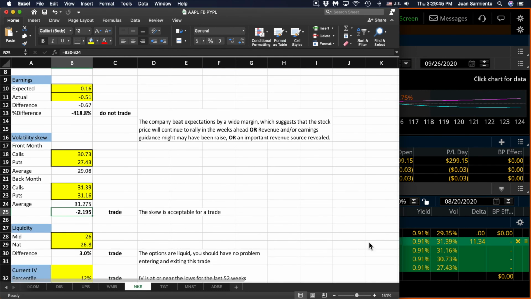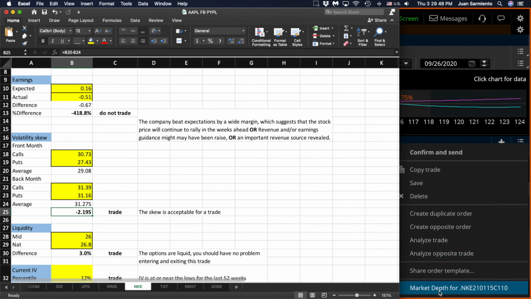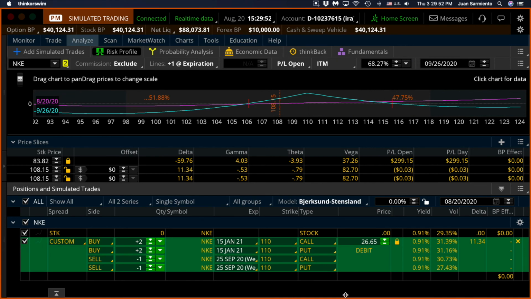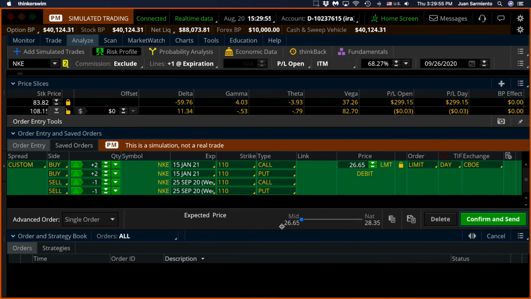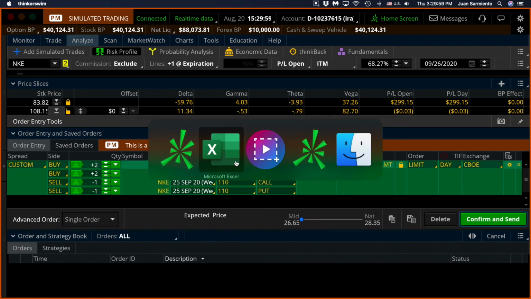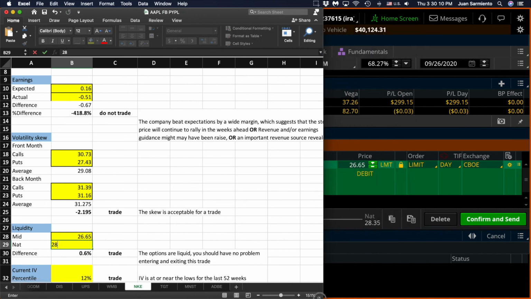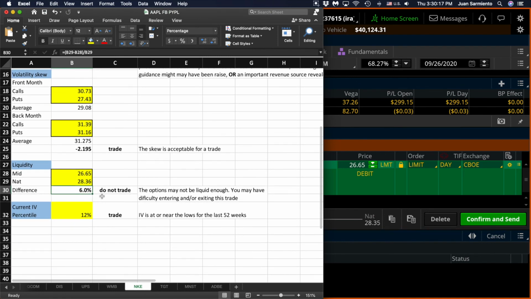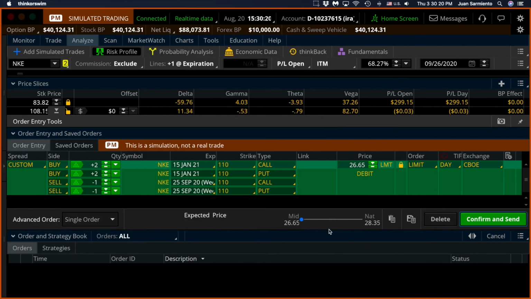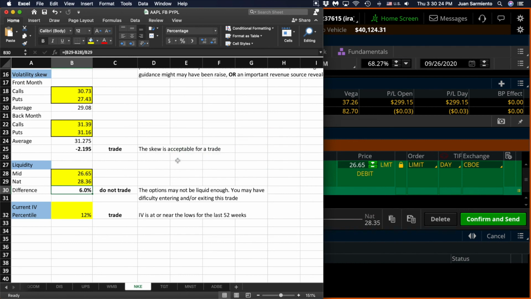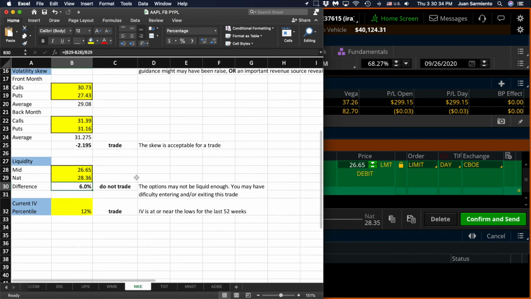Now we look at the liquidity. Is it liquid enough? Let's go back there and say create duplicate order, and you see 26.65 versus 28.35. That's 6%. I do not trade that either. I'm surprised about that. I think probably during working hours it was less. The spread was less. Sometimes, yeah, I'm going to have to see if it can be traded. Obviously, it's not going to be tradable.